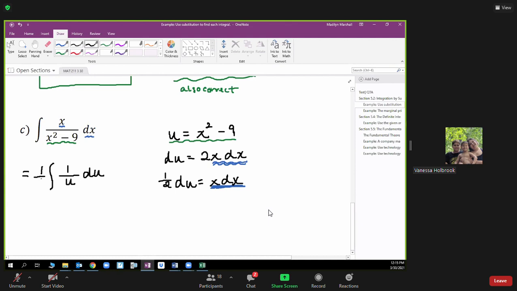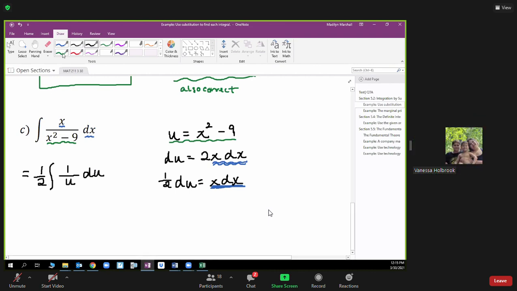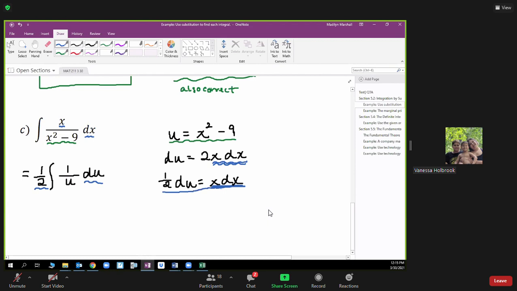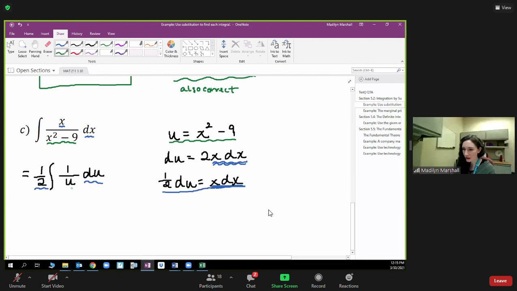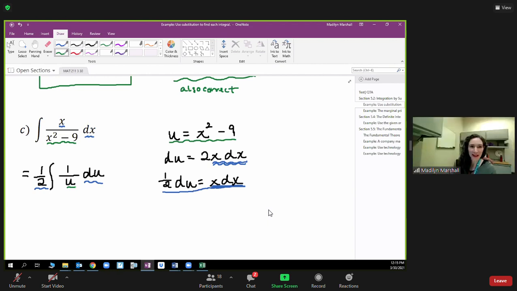And I do recommend just putting that 1/2 on the outside. We can start with putting it on the inside and then pulling it out, but it's easier to just leave it out of the way. So that 1/2 du is what replaced our x dx, and then our little u replaced the whole x squared minus 9. So the substitution is all done. Everything from the original integral got substituted with stuff in terms of u.